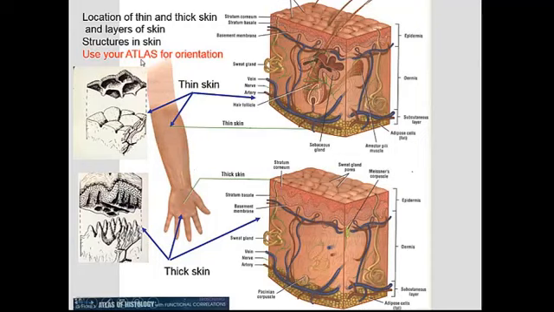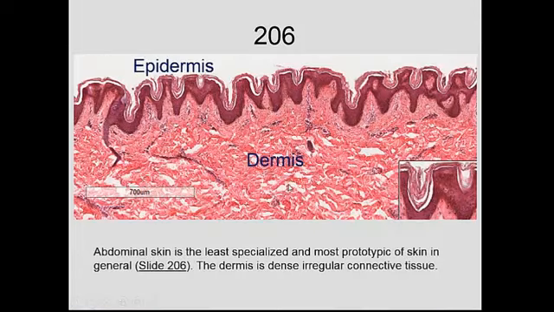And I just want to illustrate here that you can use your atlas. The atlas has things labeled for you and identifies the different structures in there. The arteries, the veins, the sebaceous glands, the sweat glands, all those can be seen in the atlas images.